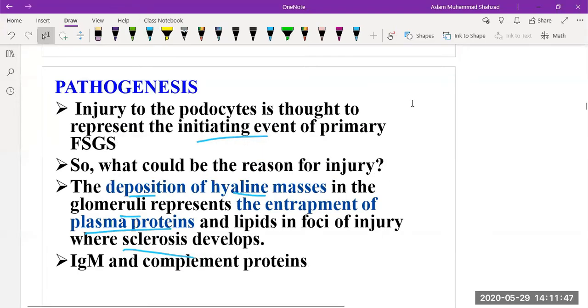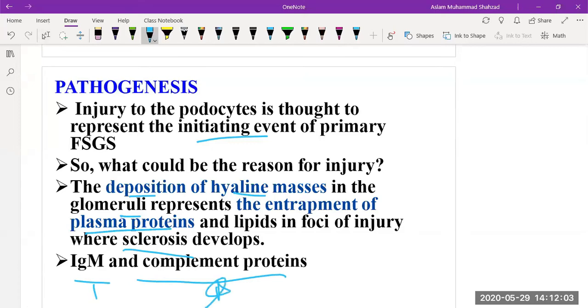The other thing that is found is that the production of IgM and complement protein is key to the pathogenesis of the disease. So if we need to diagnose a patient with focal segmental glomerulosclerosis, we need to check the complement protein level or the IgM production.